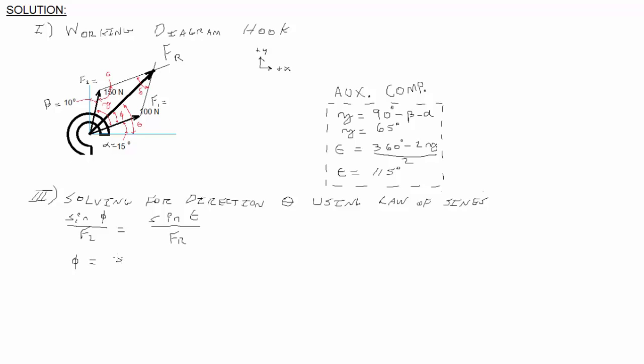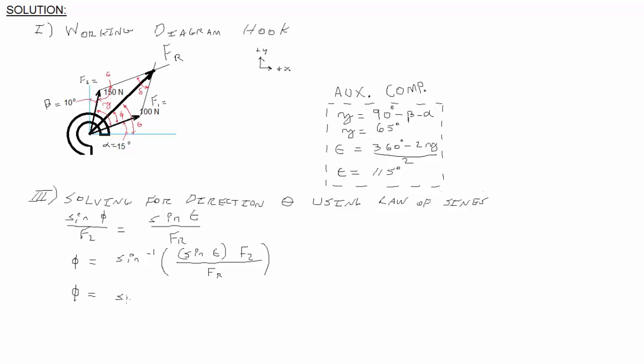And you will find that phi equals the inverse sine of the sine of epsilon times F2 divided by FR. You'll notice I skipped some algebraic steps there. You are welcome to write them all out if you feel it necessary, if that helps you.